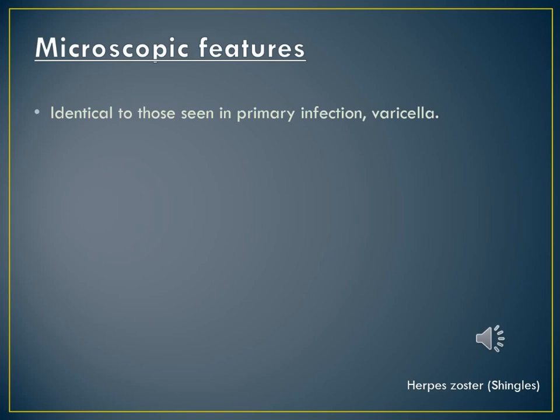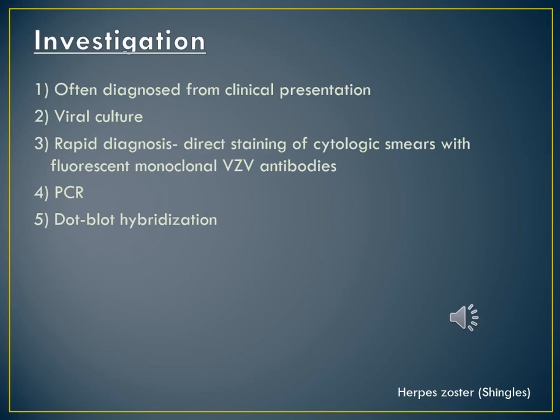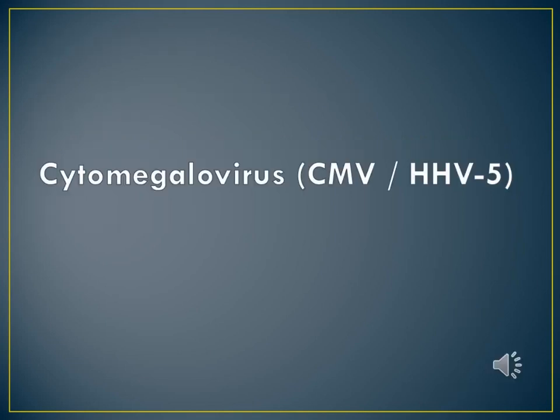The microscopic features of herpes zoster are identical to those seen in primary infection, varicella. Herpes zoster is often diagnosed from clinical presentation. Its investigation include viral culture, rapid diagnosis using direct staining of cytologic smears with fluorescent monoclonal varicella zoster viral antibodies, PCR, and dot blot hybridization.